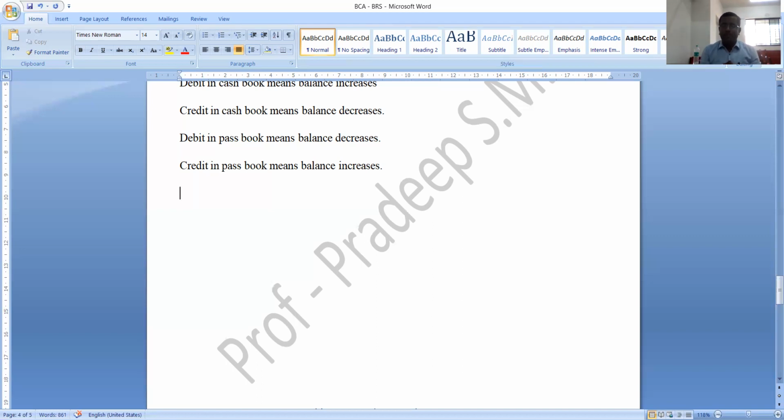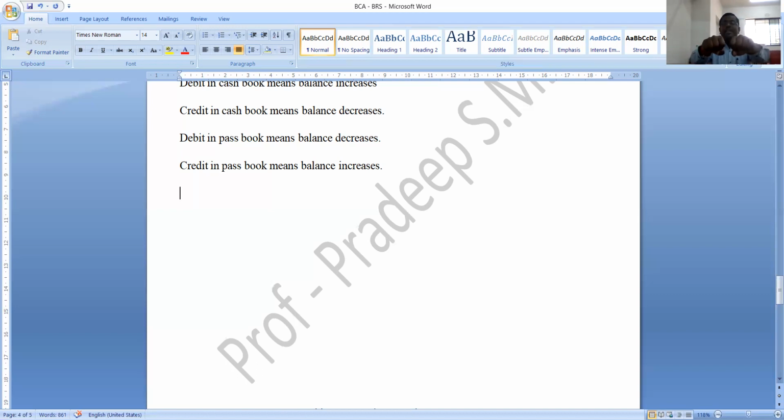We'll take one more example. Check deposited into bank for collection but not yet collected. See here, you deposited a check into the bank, immediately you increased the bank balance in the cash book, but it is not collected. That is the reason the passbook balance is not increased. Only the cash book balance is increased. So in order to get the passbook balance, you should reduce the cash book balance. Understood? Okay, we'll take one more example.